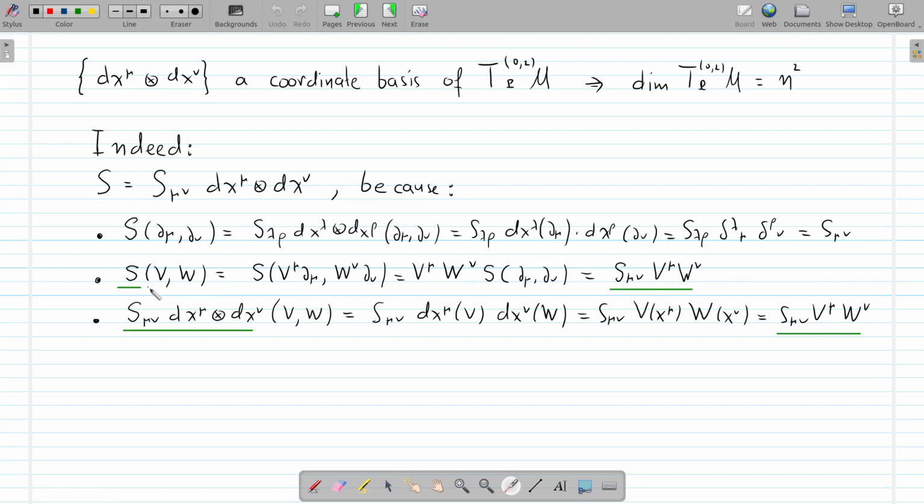Therefore, the 0, 2 tensor S must be equal to the 0, 2 tensor given by this linear combination of 0, 2 tensors. So we have proven that indeed S can be written as a linear combination of those 0, 2 tensors formed by the tensor product of dx mu and dx nu for any pair mu and nu.